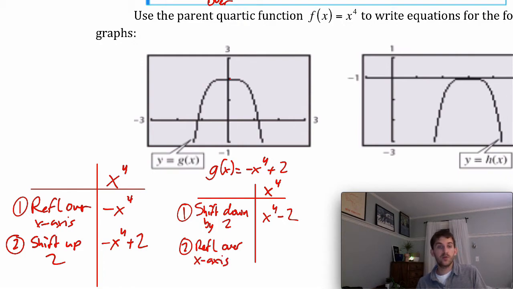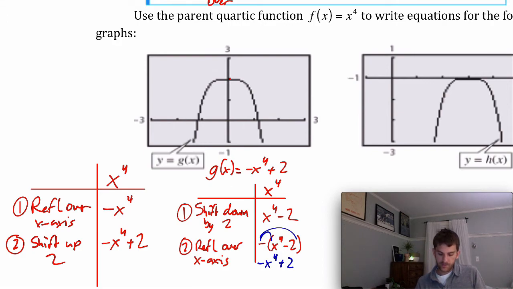So just like we did in the previous one, but now we're doing things in a different order. If we reflect it over the x-axis, what we'd end up having to do is take the opposite of all of what we just had, x to the fourth minus 2. So when we distribute that negative to both, you'd end up with negative x to the fourth plus 2. So the same way, just in a slightly different order.